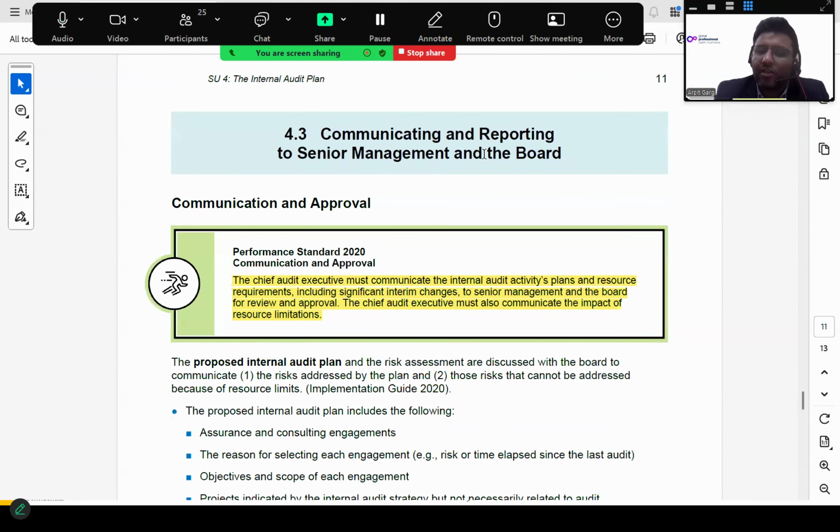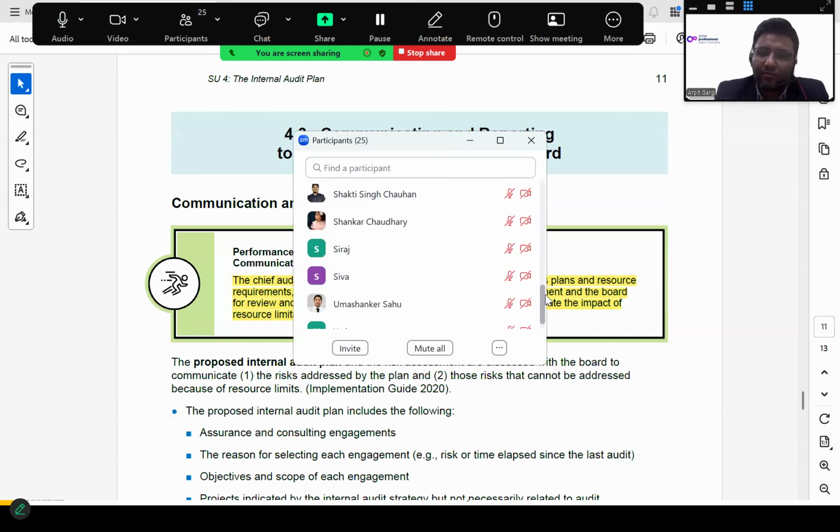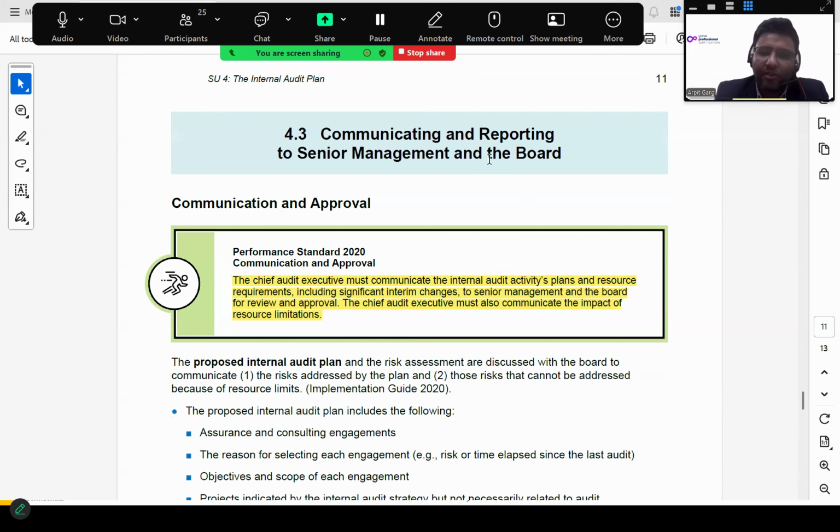The next is communication and reporting to senior management and the board. Communication and approval. Performance Standard 2020 talks about communication and approval. It says the CAE must communicate the internal audit activity plan and resource requirements, including significant interim changes, to whom? The CAE should communicate the plan and resource requirements to whom? People, can you all say that? To senior management and the board for review and approval.